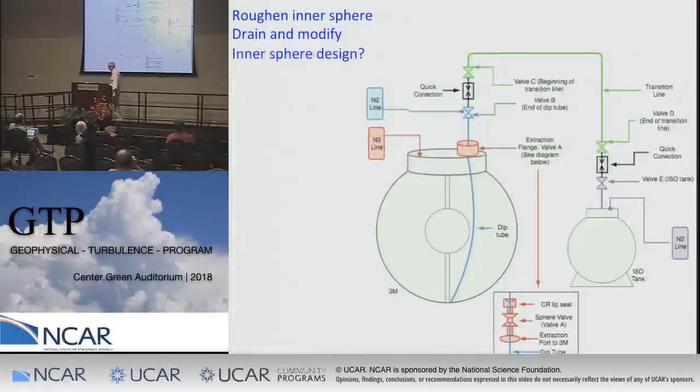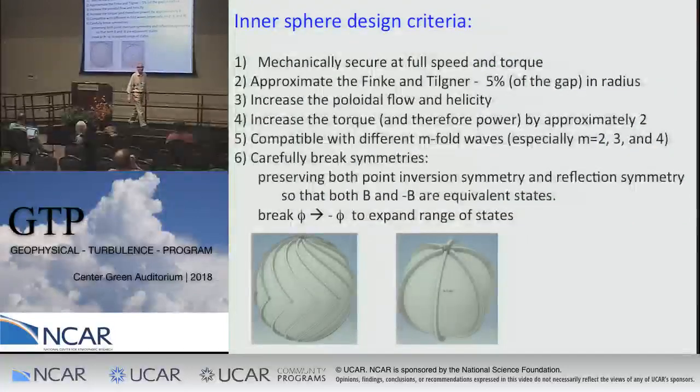So having talked to Tilgner and Underklad-Nataf and other colleagues and debated various ideas for the inner sphere, we've been exploring having some criteria. What do we do to the inner sphere? For instance, some criteria which seem sensible: I want whatever I do to my inner sphere to be mechanically secure at full speed and full torque so that whatever I put in there doesn't come loose. I'm going to put that as the first criteria if you don't mind.